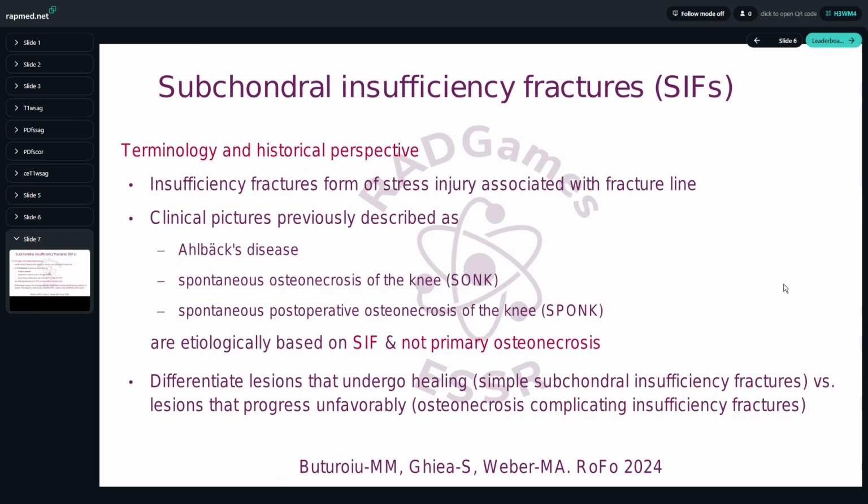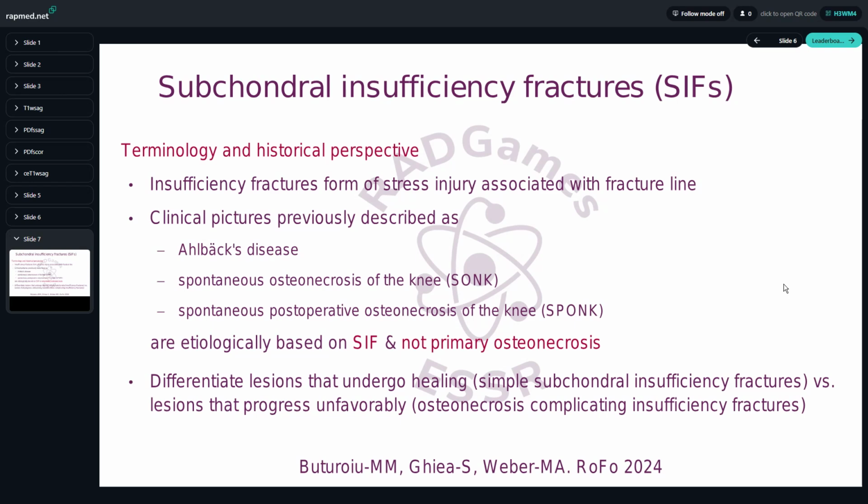And please remember that clinical pictures previously described as Albrecht's disease or spontaneous osteonecrosis of the knee or spontaneous postoperative osteonecrosis of the knee are rather forms of subchondral insufficiency fractures, and they are not a primary osteonecrosis.